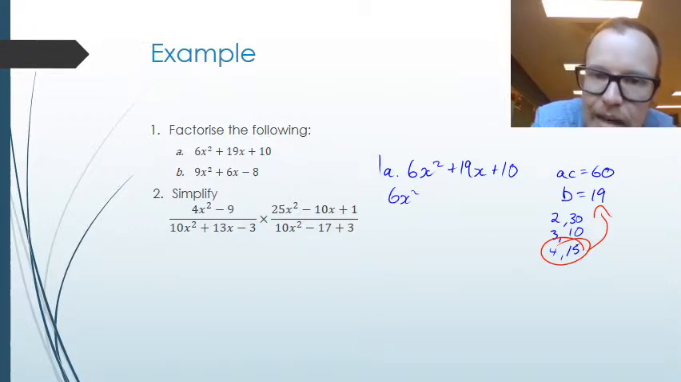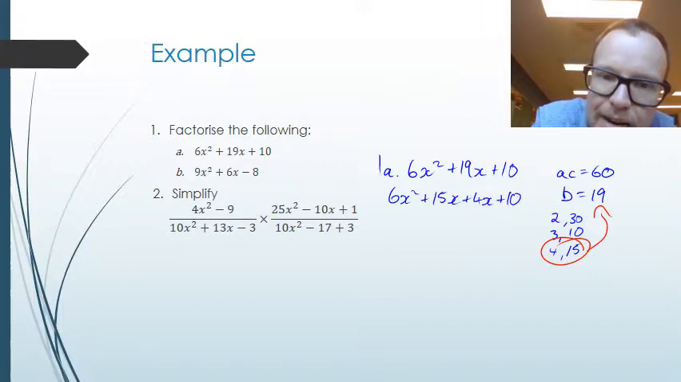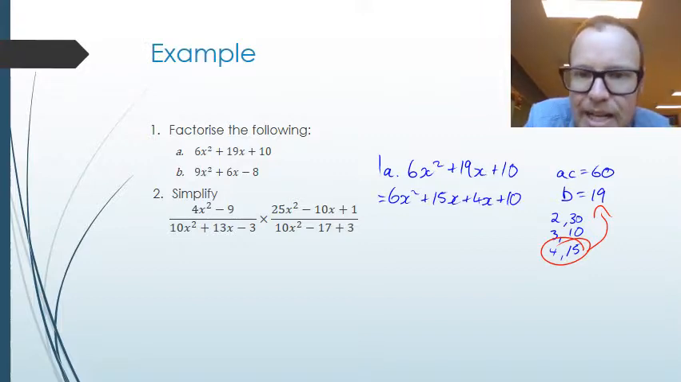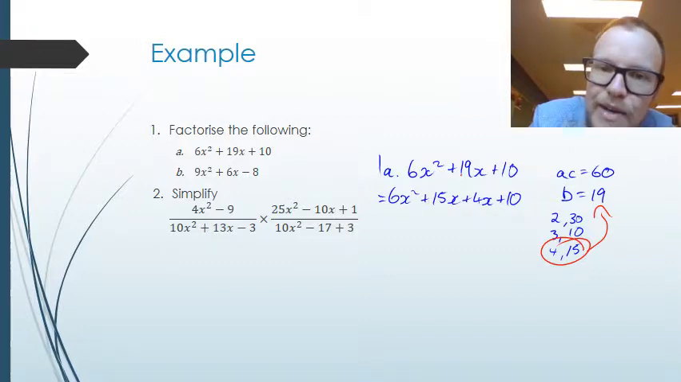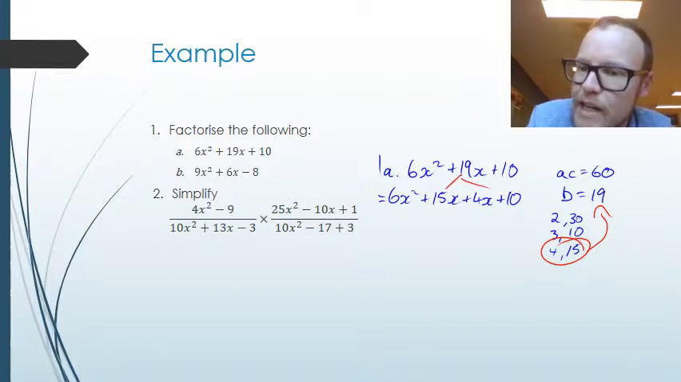6x squared plus 15x plus 4x plus 10 now. So we've split our 19x up. You can see we've split our 19x up into 15x plus 4x. And so now we can factorize by grouping.